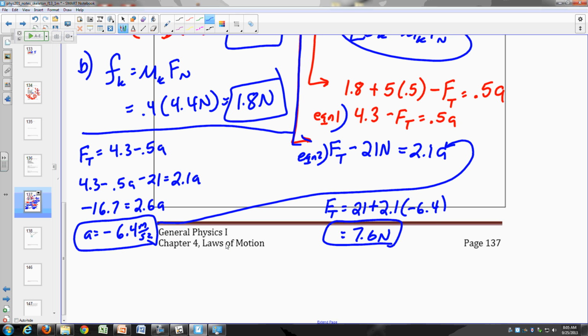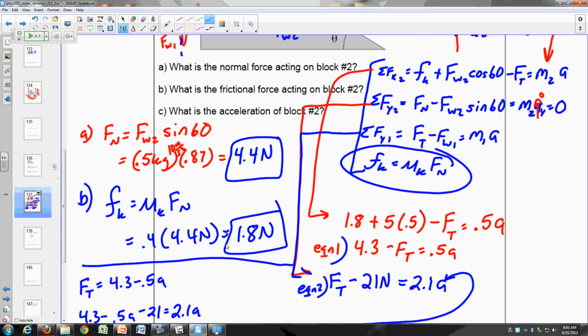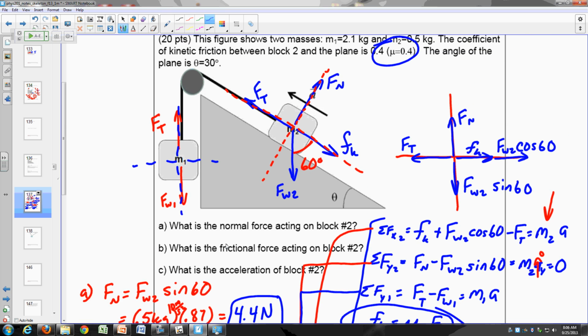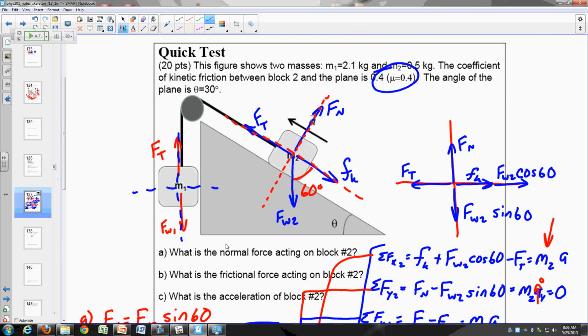And there's just negative 6.4. The acceleration of block 2 is negative 6.4. And remember, the block is accelerating in this direction, but this block is also accelerating in that direction. They have the same acceleration because they're attached by this unstretchable cord.